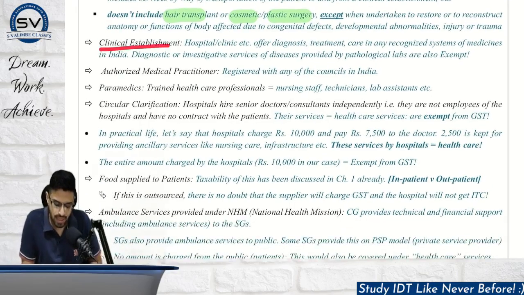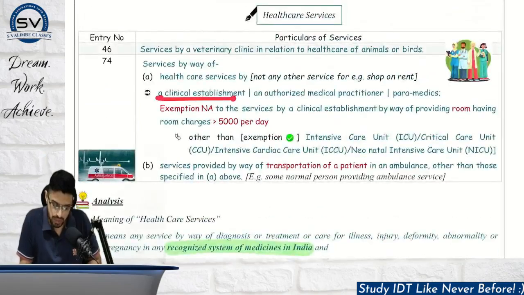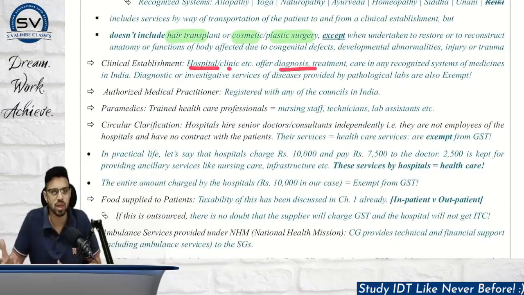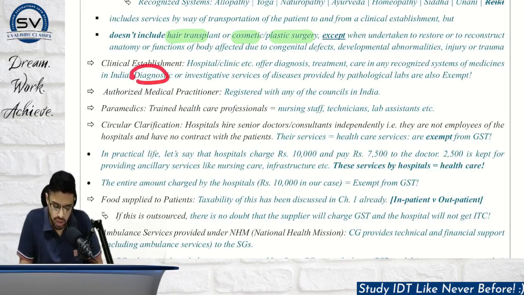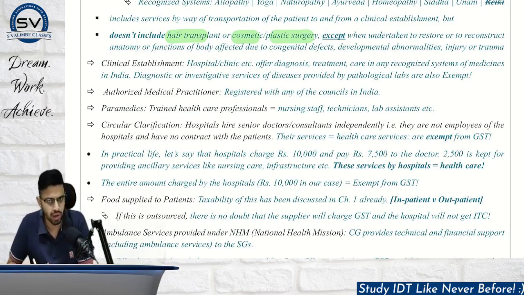Okay, clinical establishment. Now here we use the word clinical establishment, right? Here also, above also, healthcare services by a clinical establishment. So clinical establishment basically means the hospital or clinic which offers the above services, right? The diagnosis, the treatment and everything with respect to the recognized systems. Diagnostic or investigative services of diseases by pathological labs are also exempt. So now you must be knowing the famous Dr. Lal Path labs. They are providing the blood test service, the pathological services, all kinds of tests you can get done. Technically they are not treating you for something, but that blood work and all those services are also part of healthcare, and they are also clinical establishments. Their services will also be exempt.